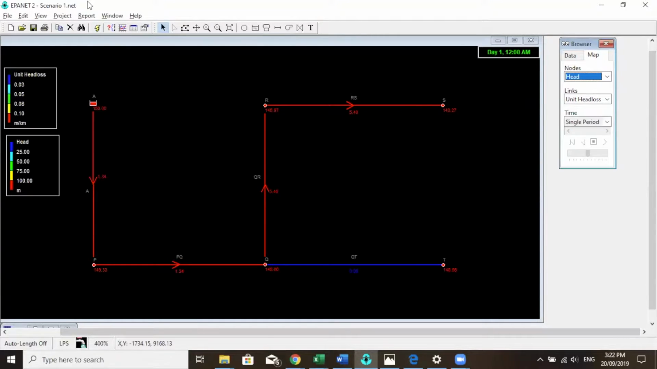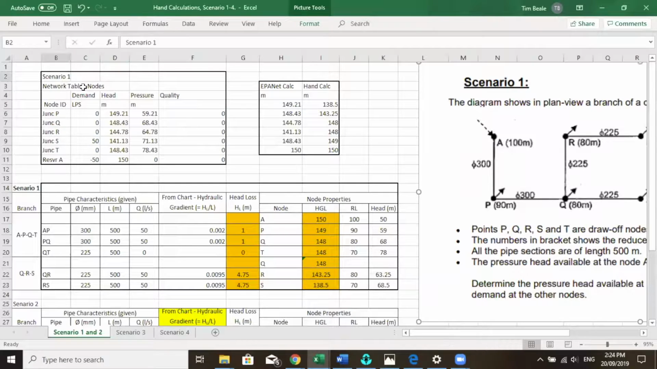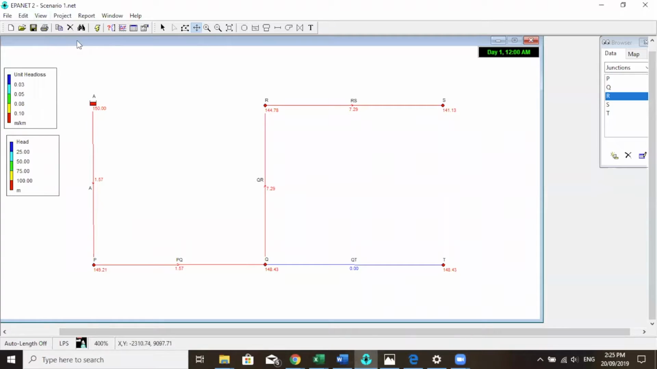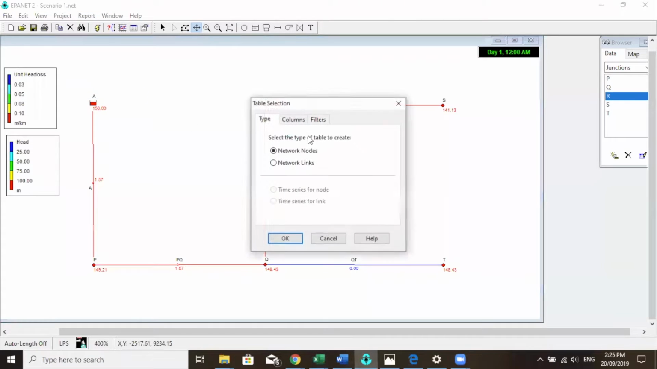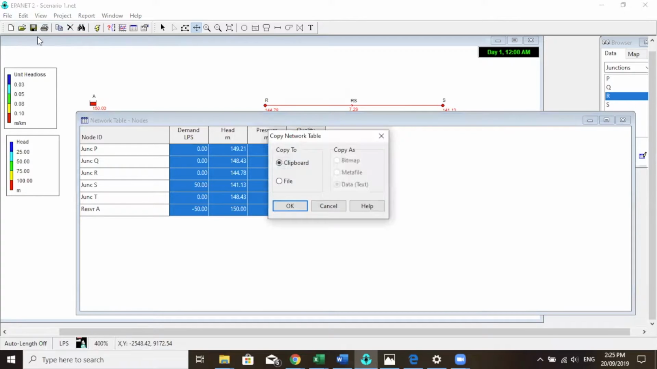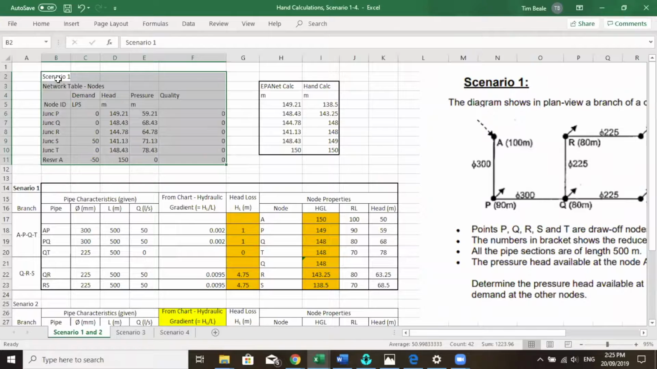It shows it's successful. It took a few trial and errors, but the way we transferred the EPANET information across to Excel was going through to report, table, and selecting network nodes. On node ID, going to edit, copy to clipboard. Okay, so that's copied this data here, this whole table. We can go to Excel and paste it in, so Control V.